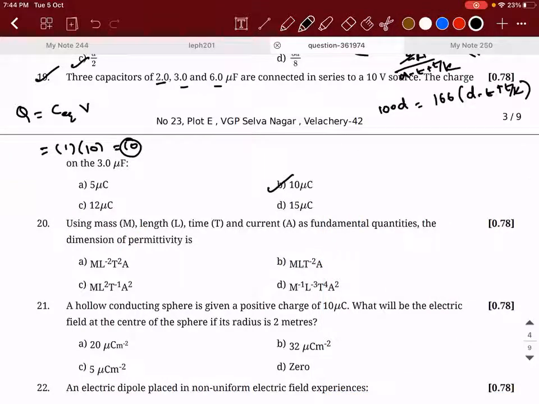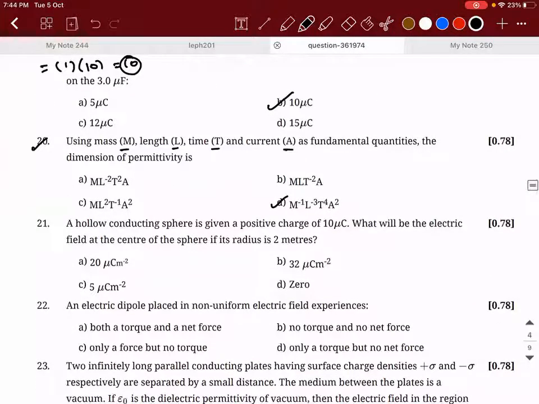Next, 20th. Using mass M, L, and T and current A as fundamental quantities, the dimensions of the permittivity is how much? D. D, sir. D or B? D. Last one, no? Fourth option. Yes, sir. That is right. So I hope everybody knows how to derive it, right?